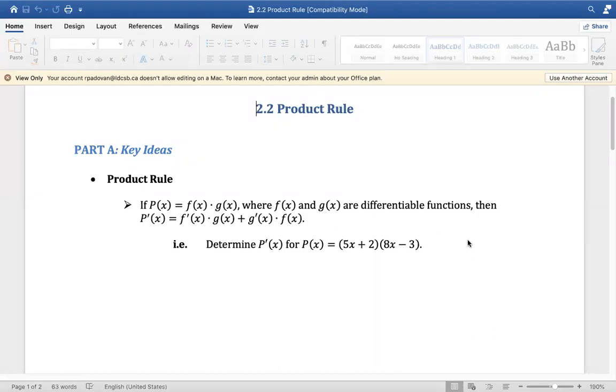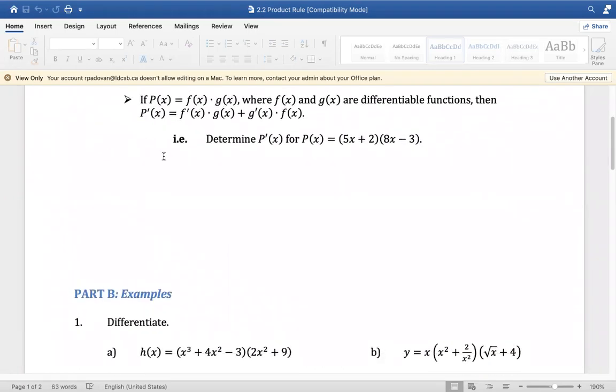So for section 2.2, which is the product rule, product meaning multiplying, right? The key idea for the product rule here is, if I have a function p of x that's equal to f of x multiplied by g of x, and f of x and g of x are both differentiable functions, meaning that I can get the derivatives of them, then in order to get p prime of x, take the derivative of the first part, f prime of x, multiplied by, copy down the second part.